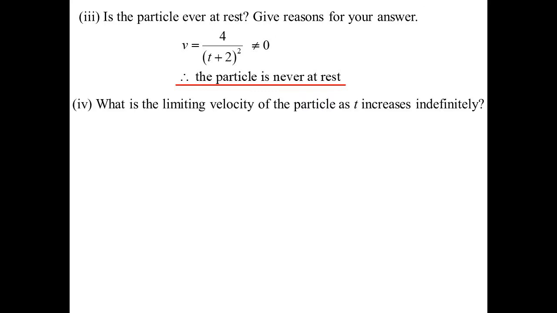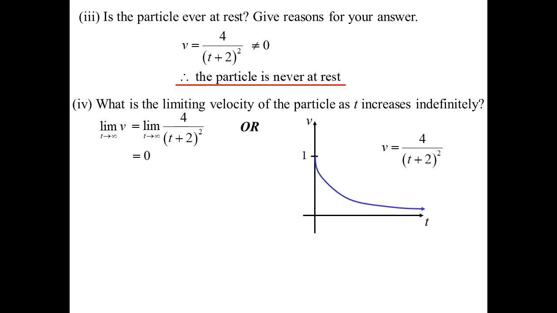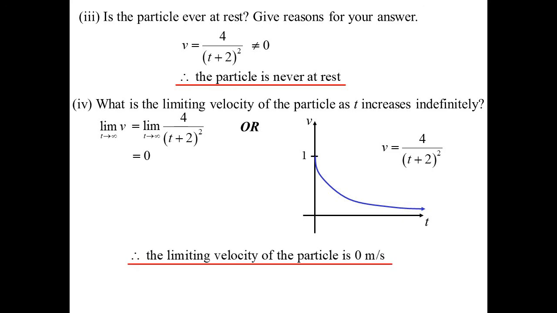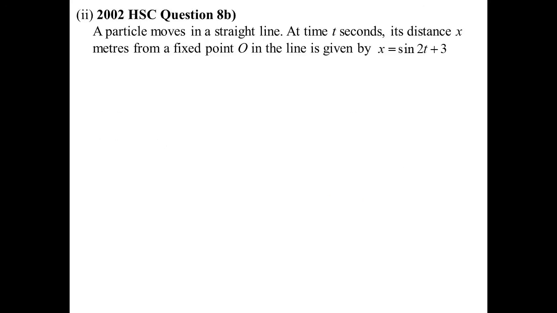What is the limiting velocity? So as time is approaching infinity, what's happening to this particle? So the limit as t approaches infinity of velocity, remember, that was 4 on t plus 2 squared. That's 0. Of course, you could have used the graph. There's our graph, and we can see as t increases, yep, that graph goes towards 0. So either way, there's our limiting velocity. Let's have a look at another one.